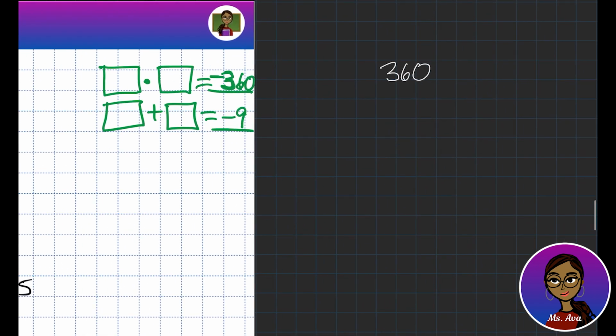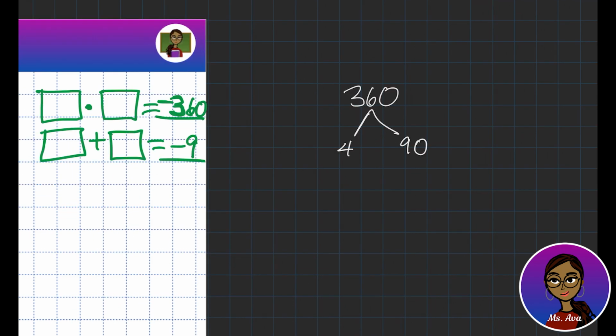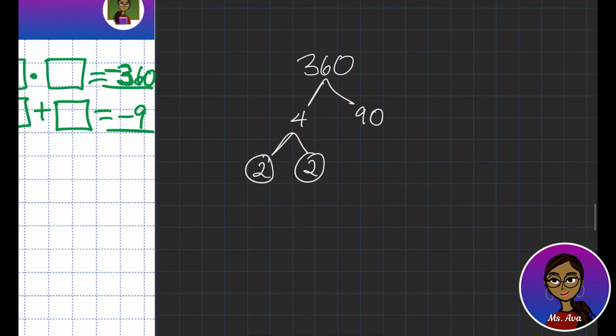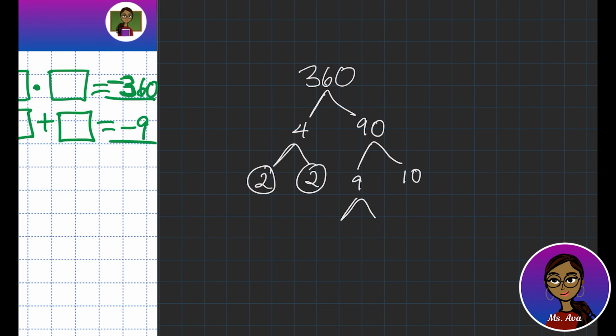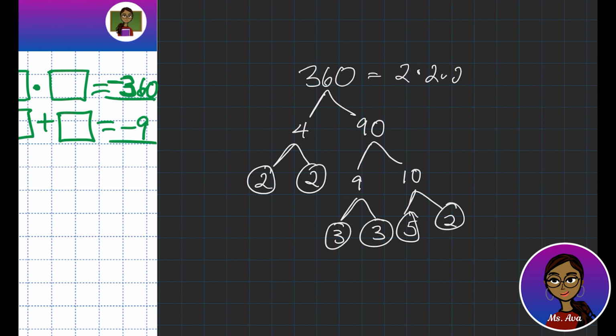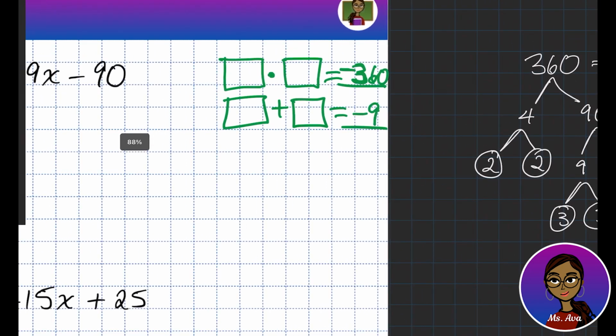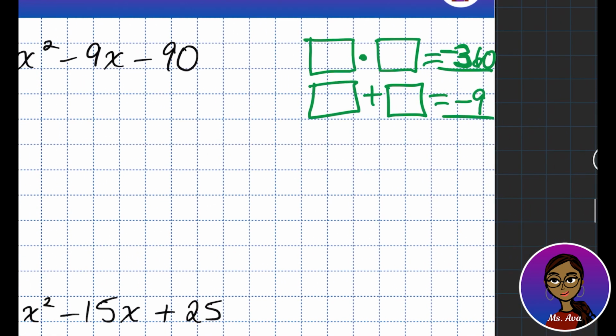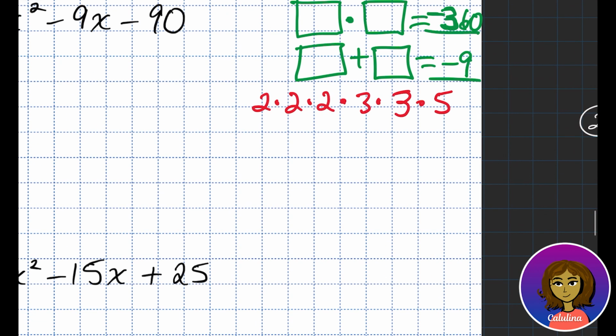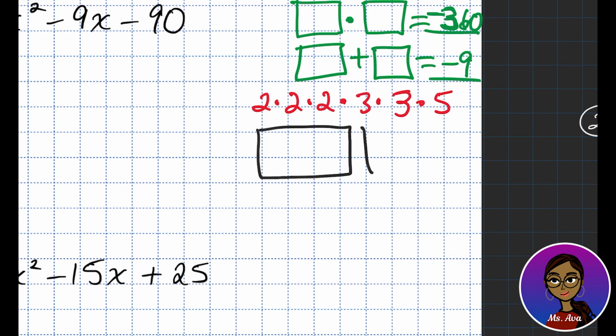So 360, and you just make a factor tree for that one. Okay, perfect. So then now we have a 2 times 2 times 2 times 3 times 3 times 5. Yeah? Yes, Okay, so we take those factors. Let me write them over here. We have a 2 times 2 times 2 times 3 times 3 times 5.